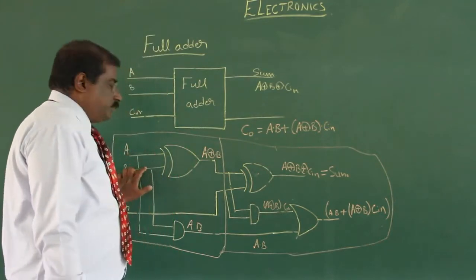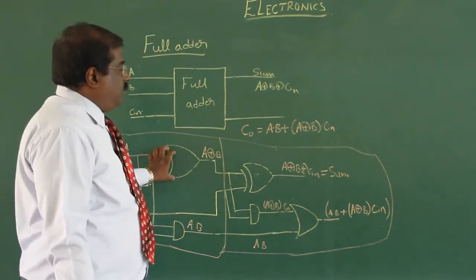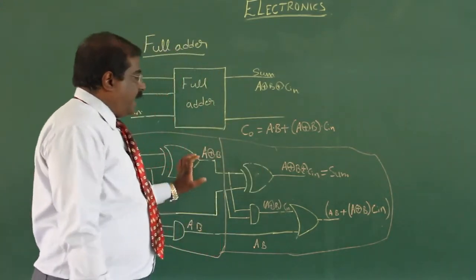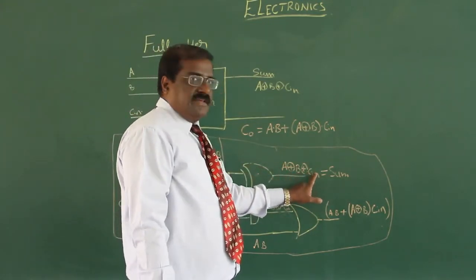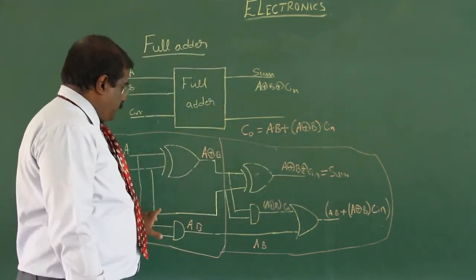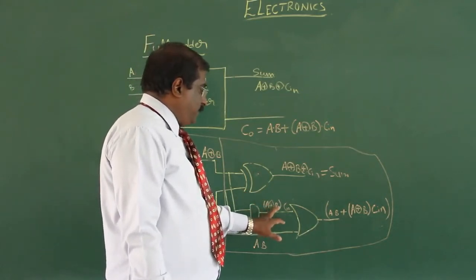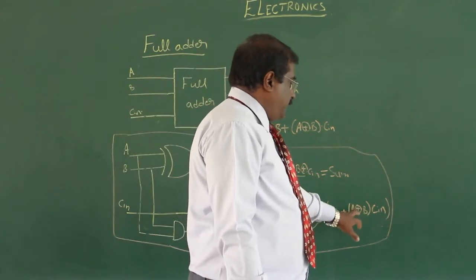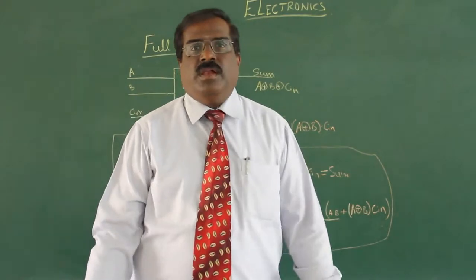That means 3 inputs are to be taken. The output of the first half adder will be fed to the second half adder. At that time the output will be A XOR B XOR C in, and that gives you the sum. In the second part, the carry bit is A dot B. Here the carry part is A XOR B dot C in. That fetches you A dot B plus A XOR B dot C in. This is what we have as the full adder.